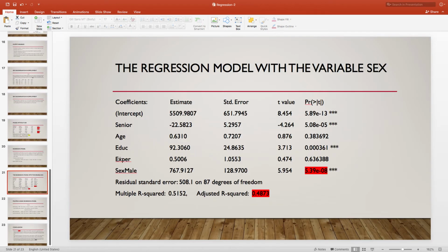Now, I'm going to add the variable sex. So I'm going to have seniority, age, education, experience, and now I'm going to add sex. And this variable is going to have a value of 1 if the individual is male, and it's going to have a value of 0 if the individual is female.